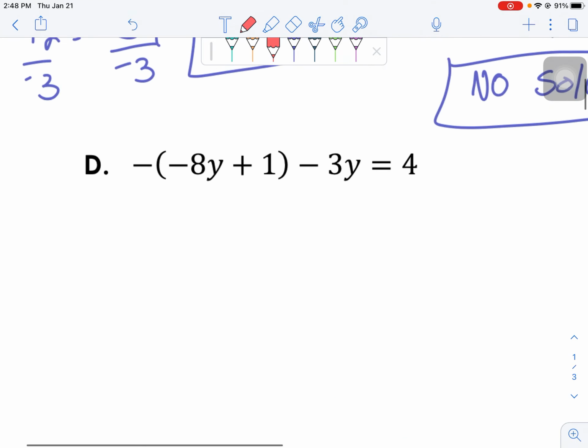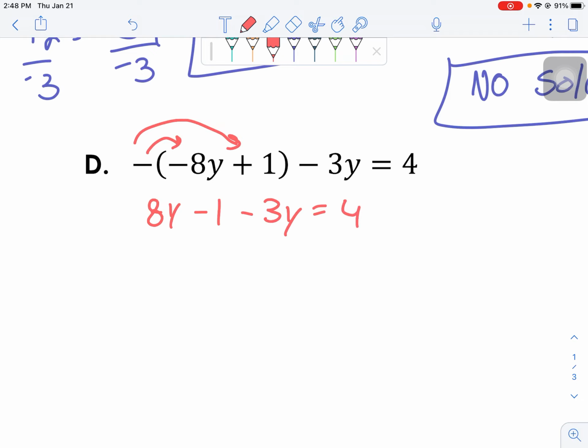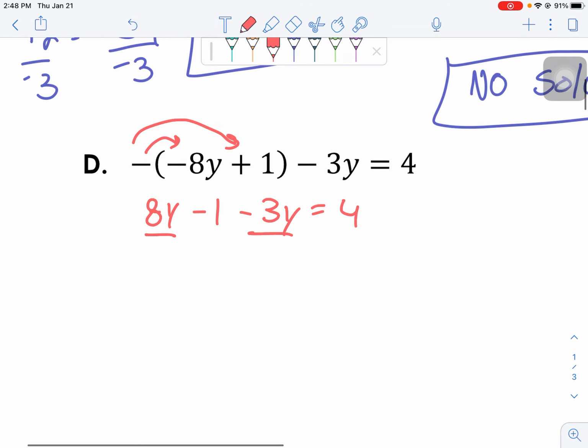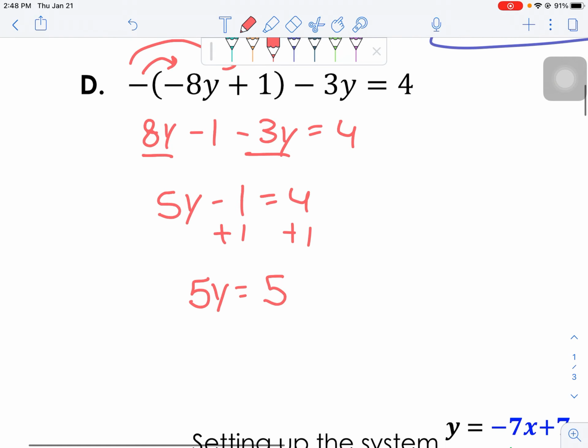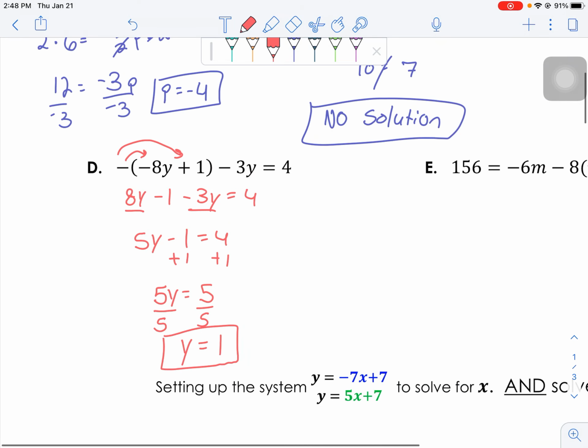All right, for the next one, letter D, you first need to get rid of the parentheses by distributing. So that's going to give us 8y minus 1 minus 3y equals 4. 8y and negative 3y can get combined together. 8 minus 3 gives us 5y minus 1 is equal to 4. And then you add that 1 to the other side to get 5y is equal to 5. And then you can finish by dividing each side by 5 to get y is equal to 1.